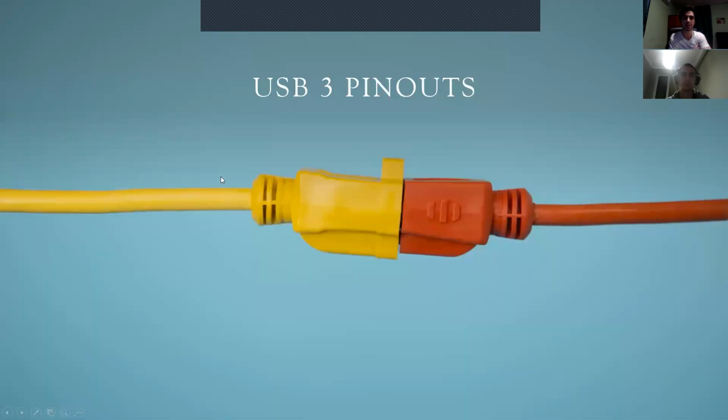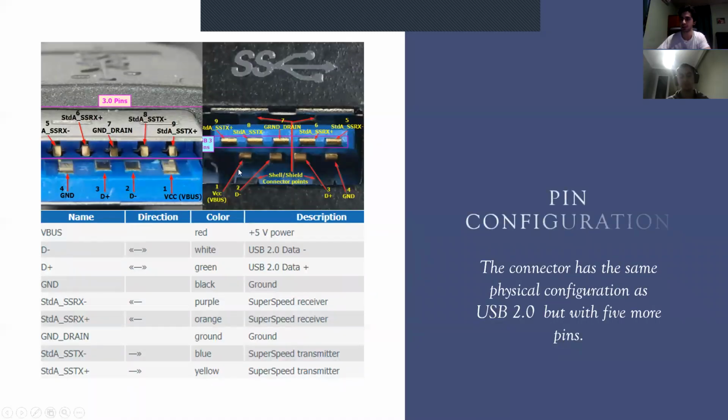Let's discuss the pins on the USB 3.0. As we mentioned, the communication is full duplex during super speed, and comparing it to 1.1 and 2.0, it was half duplex. The connector has the same physical configuration as its predecessors, but with 5 more pins. As we can see in the picture, there are 10 pins here.